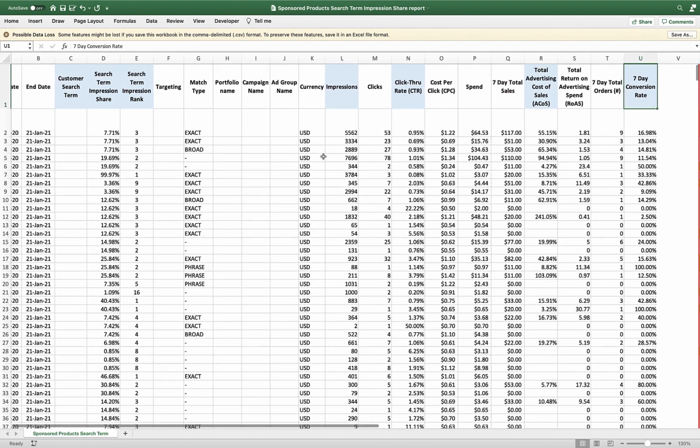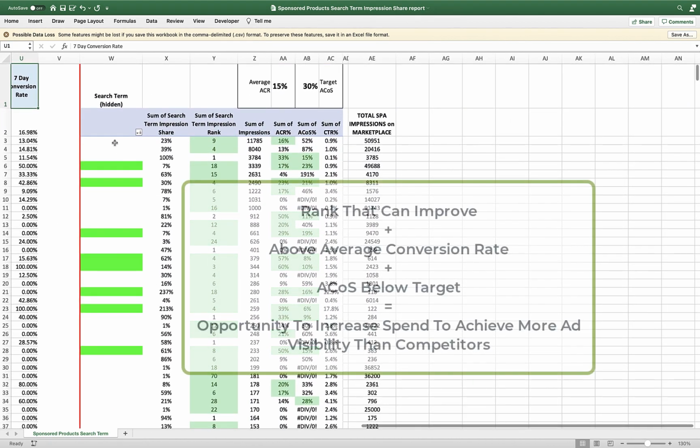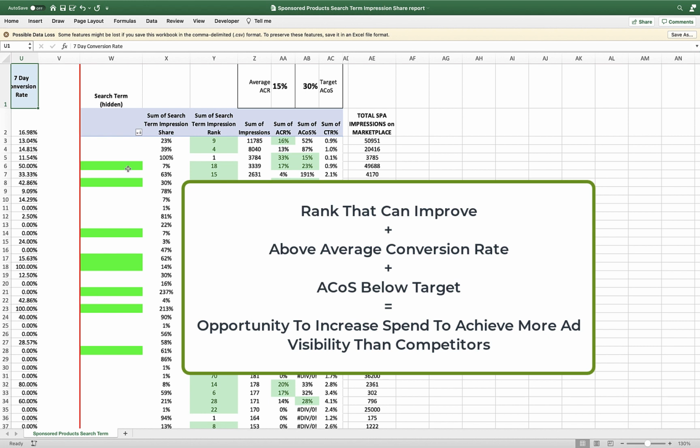So I went ahead and created a pivot table inside of Excel. In that pivot table, I pulled in the search term, which is also hidden, of course. I pulled in the search term impression share, the search term impression rank, and the sum of the impressions for that individual search term, regardless of what match type or campaign it was in.